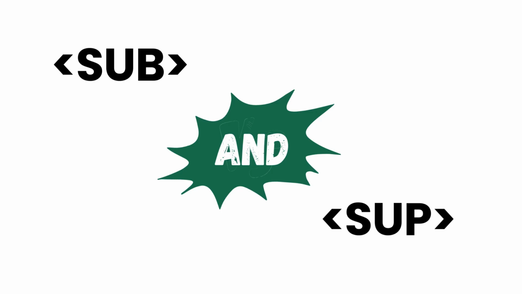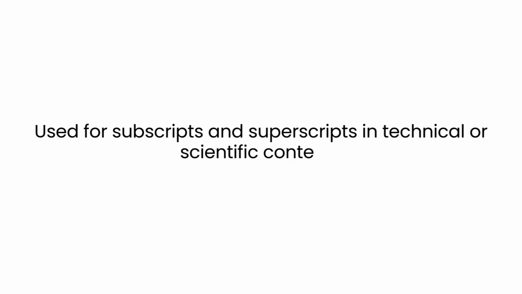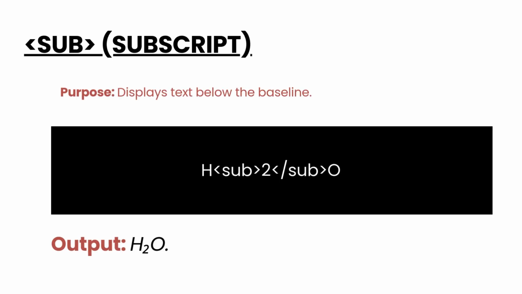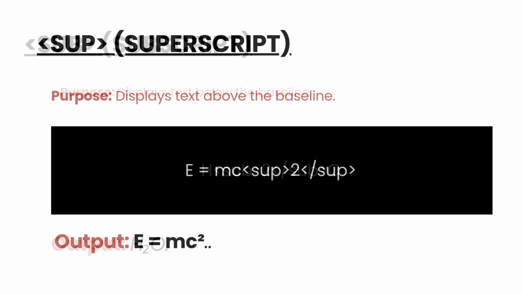Sub tag and sup tag. Used for subscripts and superscripts in technical or scientific contexts. Subscript is used to display text below the baseline. Superscript is used to display text above the baseline.